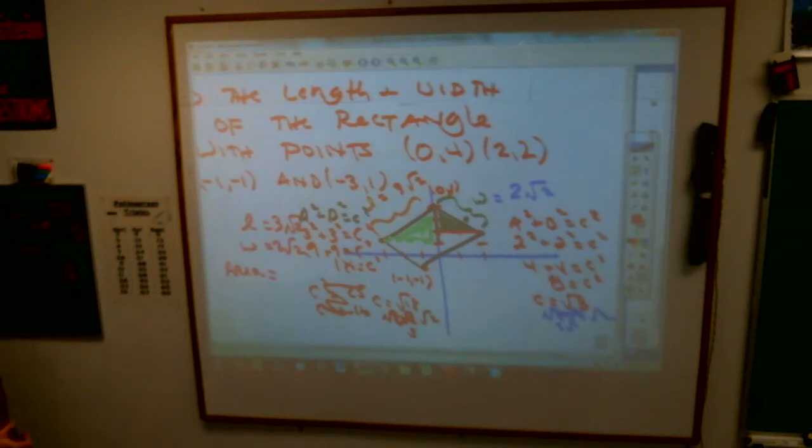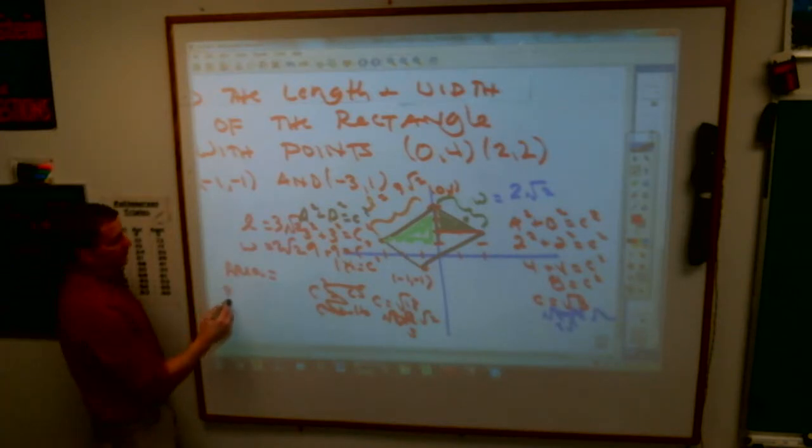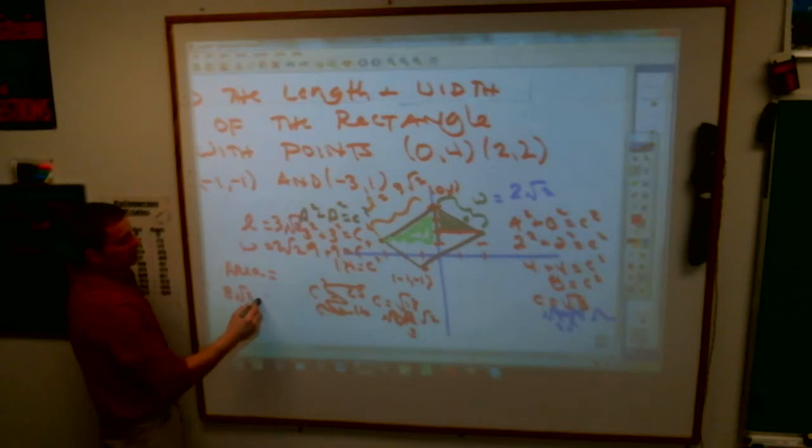So, the length I got 3 square roots of 2. The width I got 2 square roots of 2. Now the question is, what's the area? How do you find area? You just multiply those together, and we've done this before. 3 square roots of 2 times 2 square roots of 2.